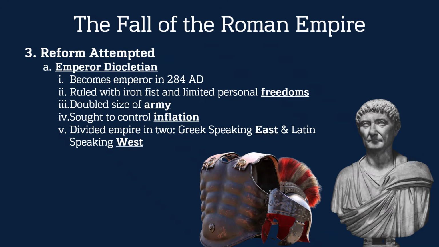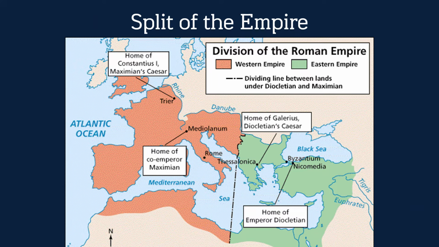And in order to try and salvage the economy, he's going to split Rome up into the Eastern Roman Empire and the Western Roman Empire. The East speaking Greek and the West speaking Latin. So you can see here the split as Diocletian will take the Eastern Roman Empire and Maximilian will take the Western Roman Empire, the West being Latin and very spread out, the East being more consolidated and speaking Greek.